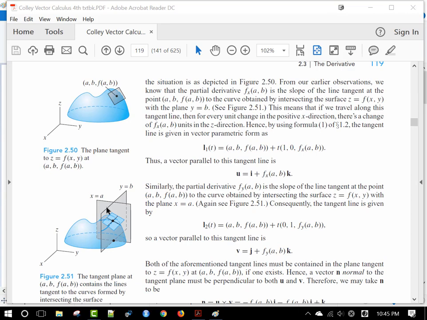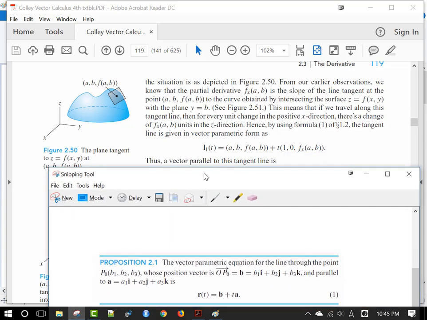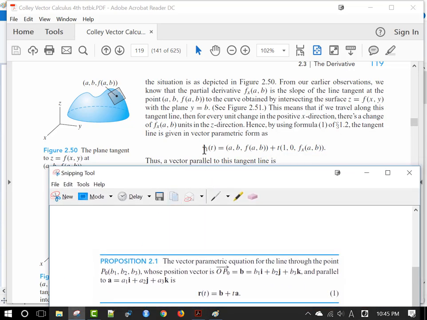So now going back to this picture, we're talking about cutting the surface with this y equals b plane, and we're getting some curve in this y equals b plane. We are trying to get the equation of the line tangent to that, and we're going to do it in vector form this time. It's going to turn out to be this, and this is the same as r of t, this is L of t. This is going to represent some other point on the line, just like this was some other point on the line.